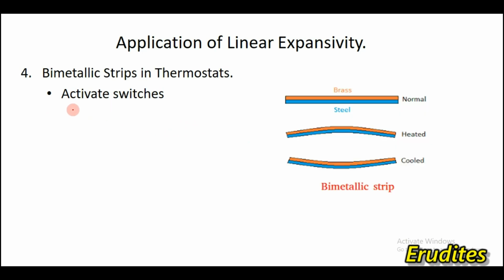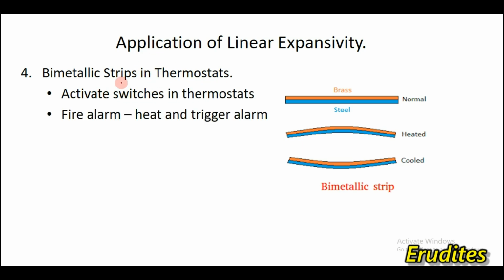So we still have another application in bimetallic strips in thermostats. Linear expansivity also applies in bimetallic strips in thermostats. The bimetallic strip is a strip that is made up of two different metals, and that is why it is bimetallic. It's made up of two different metals of different expansivity.